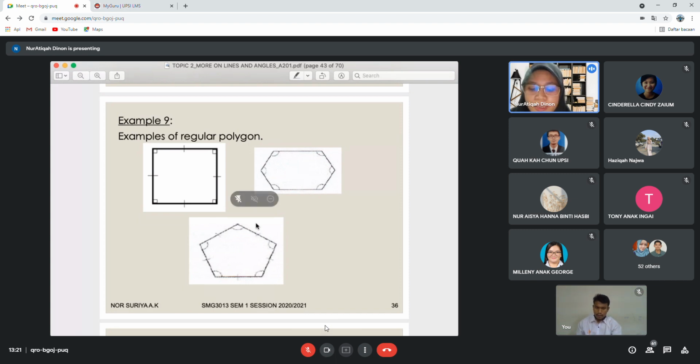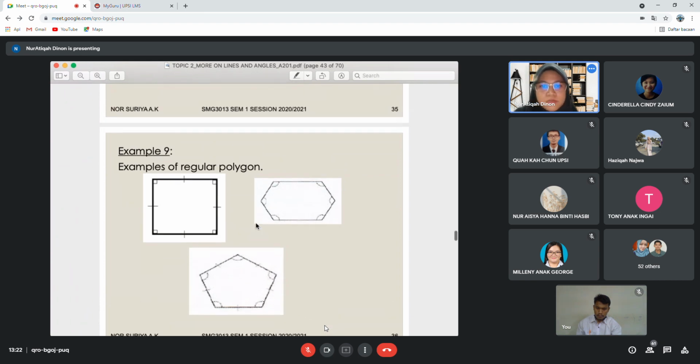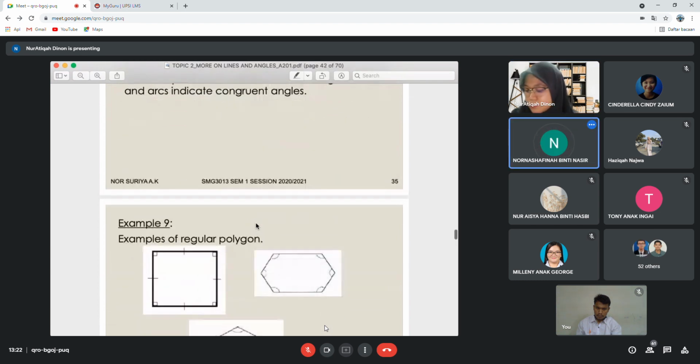I can give you a hint that it is part of quadrilateral. No. Rhombus. Say again?